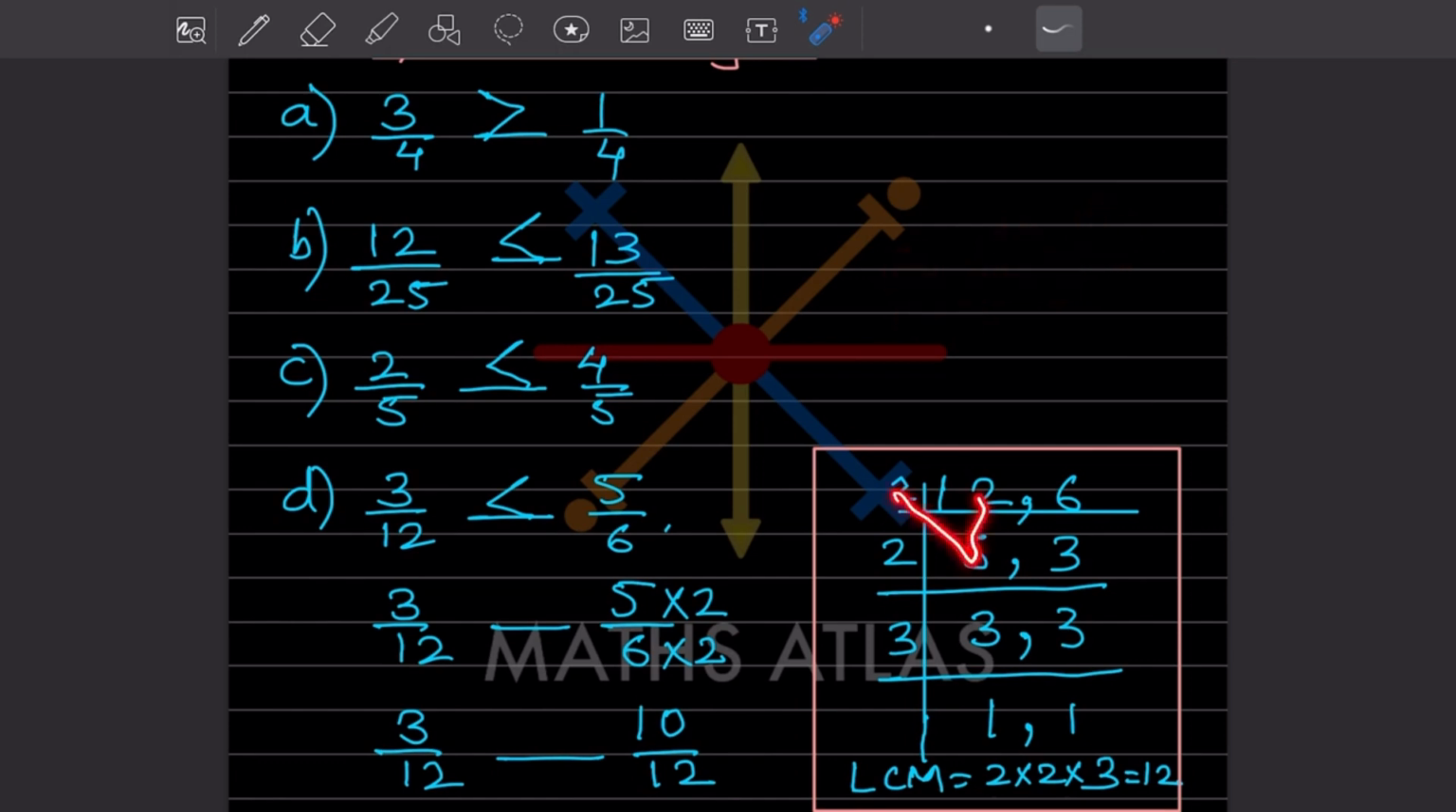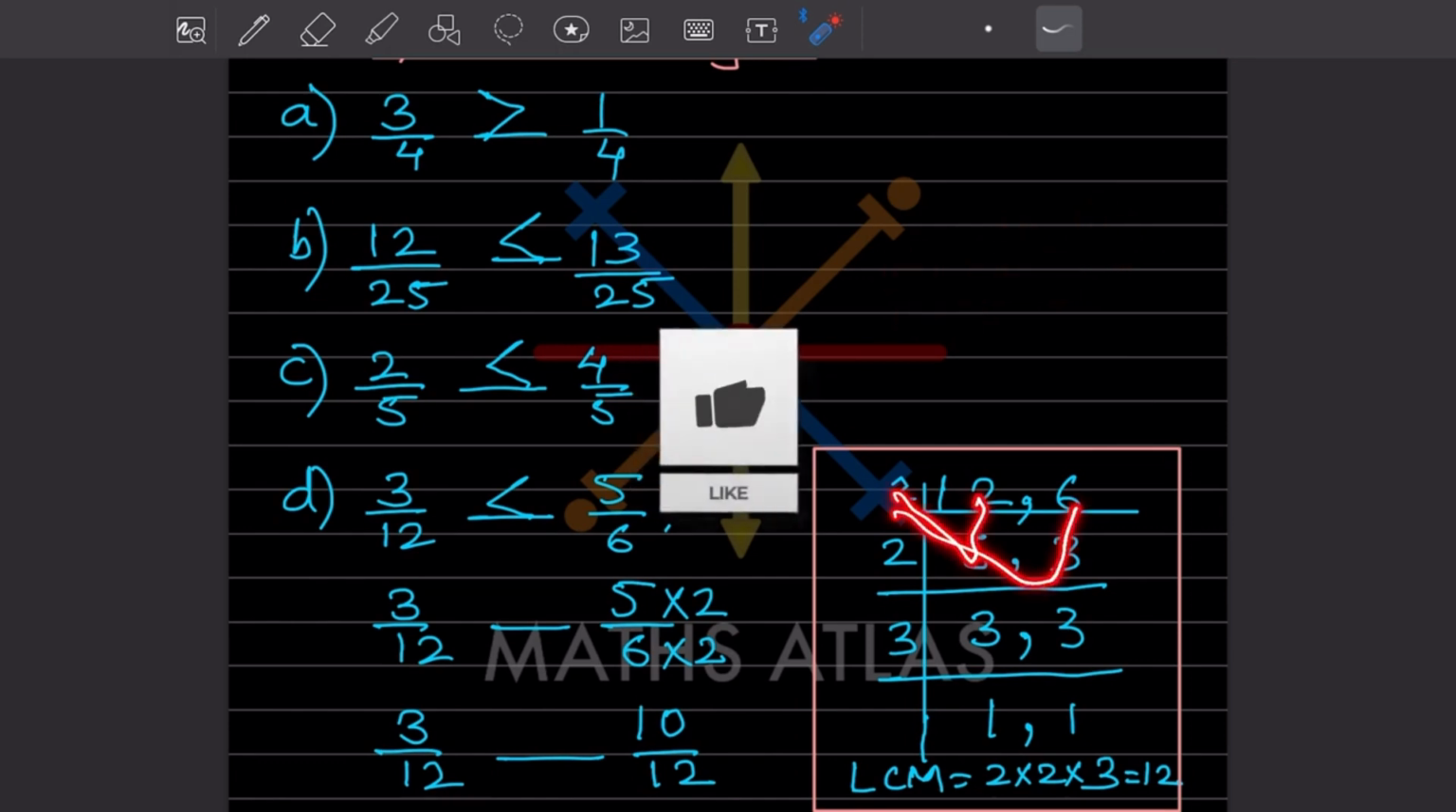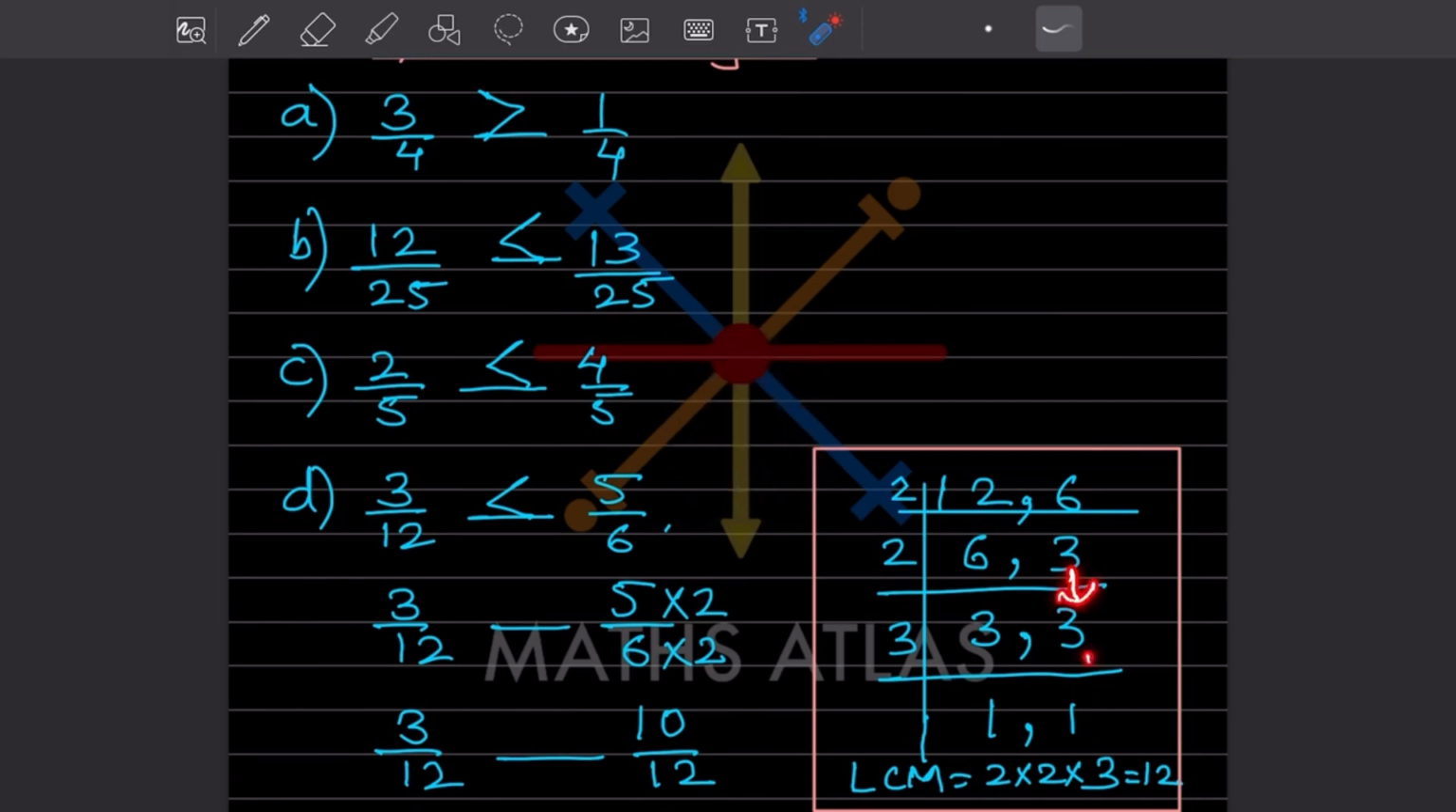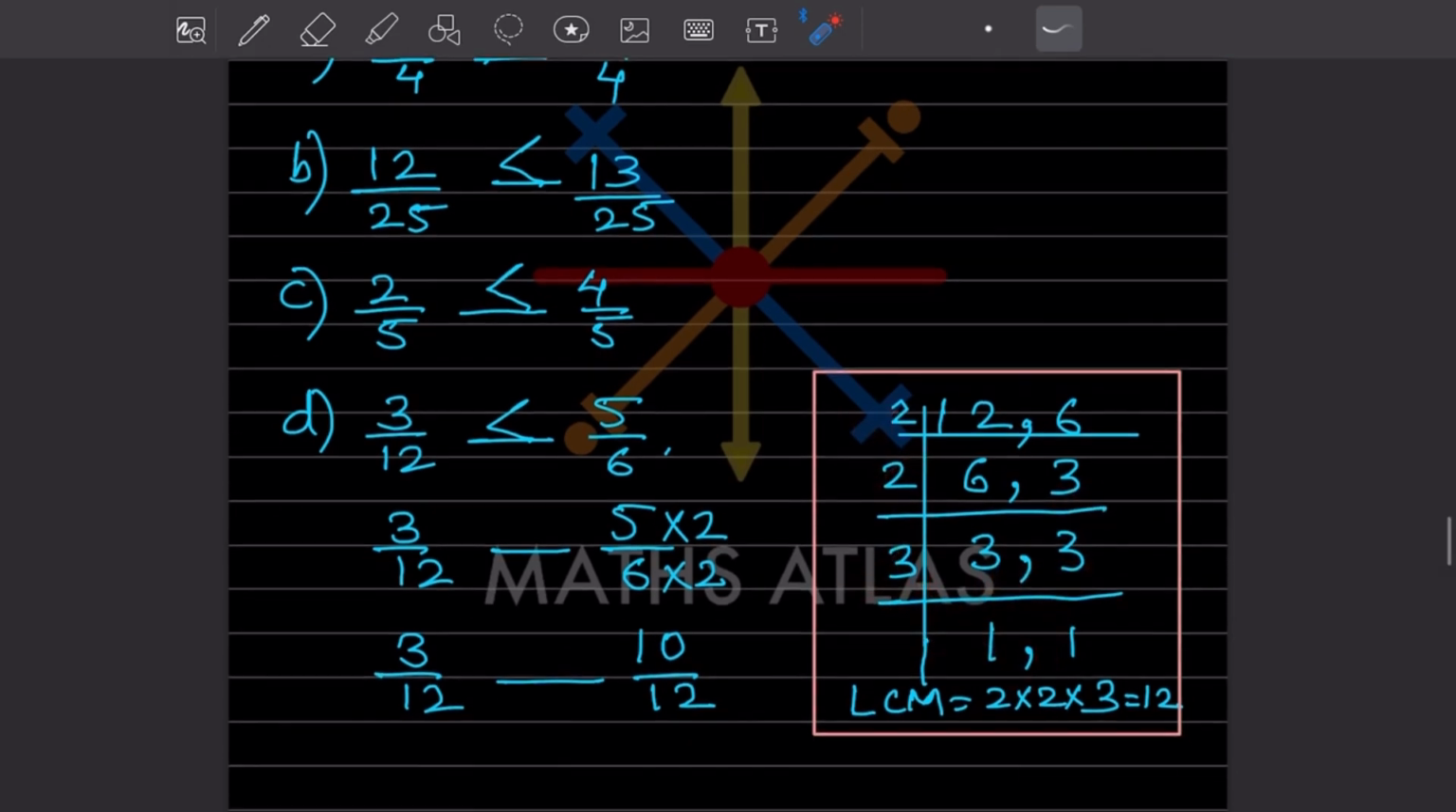So 2 times 6 is 12, 2 times 3 is 6, 2 times 3 is 6, and here it's not divisible by 2, which means this 3 will be as it is. Now both are 3, which means it will be divisible by 3. So these are the factors. What will be the LCM here? 2, 2 and 3, that is going to be 12.